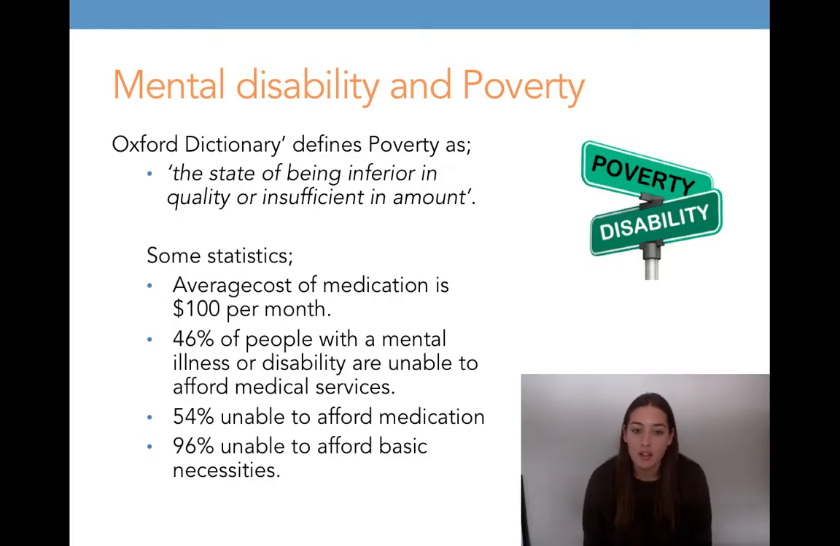Barbara Hocking, the director of SANE Australia, gave some statistics on mental illness. She said the average cost of medication for people living with mental illness and disability is $100 per month, which for those living on the disability pension is a huge chunk of their budget. She also added that 46% of people with a mental disability are unable to afford treatment. 54% are unable to afford medication, and 96% are unable to afford the basic necessities in life, including secure housing and food, increasing the risk of poverty for this population.